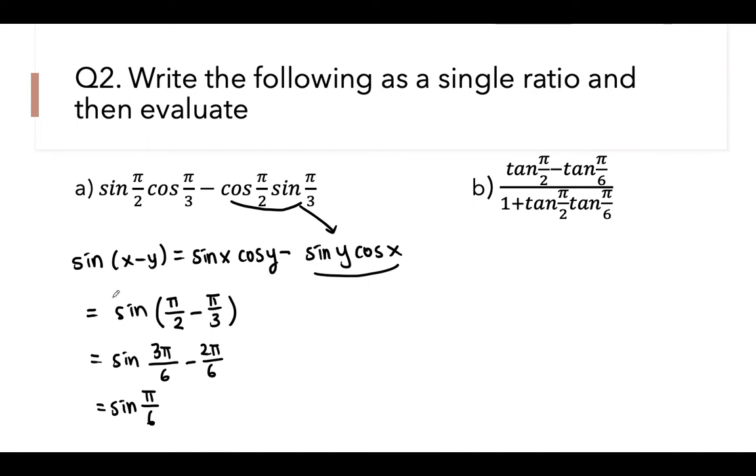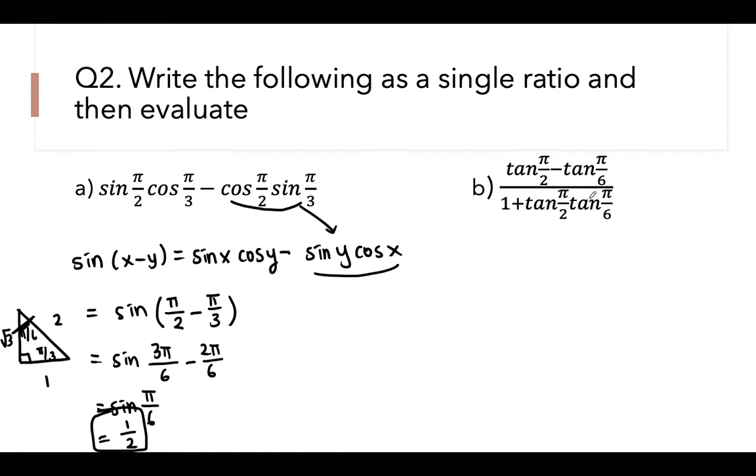Now, pi over 6, let's do a reminder. It's a special triangle. So we have pi over 3, we have pi over 6, and the sides are 1, 2, square root 3. Sine is opposite over hypotenuse, so starting from this angle, it's going to be 1 over 2. And that will be my final evaluated answer.